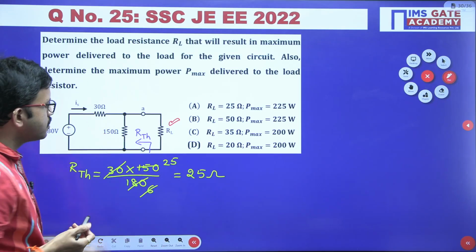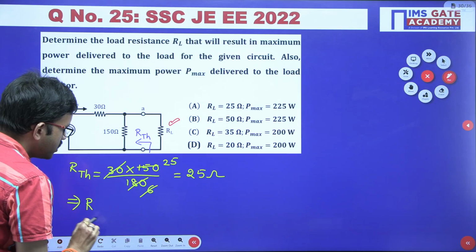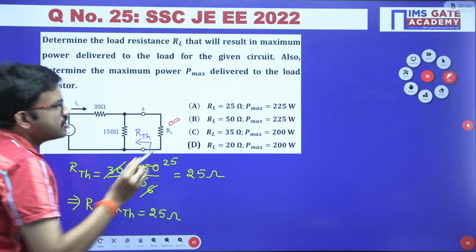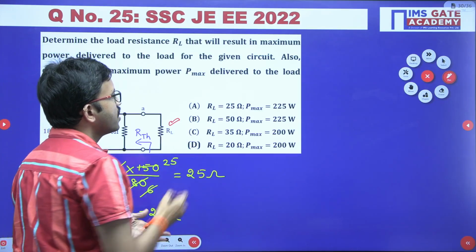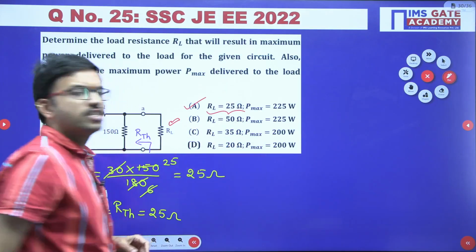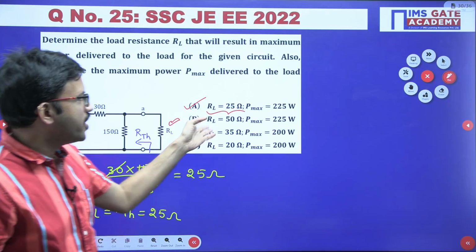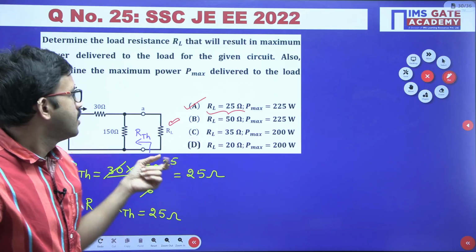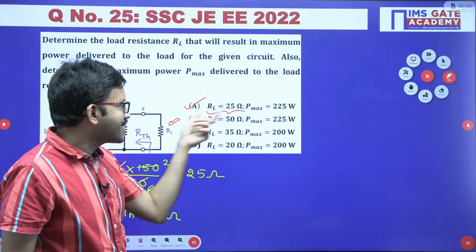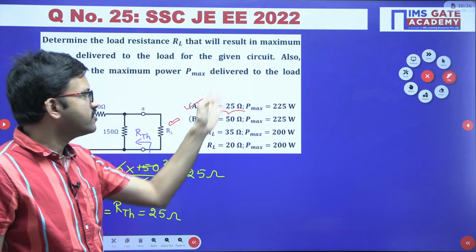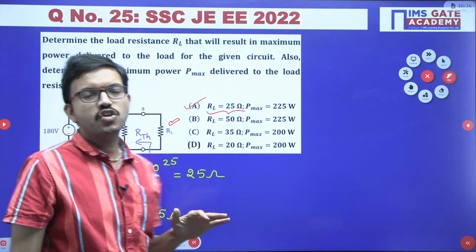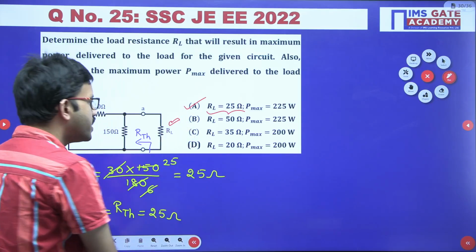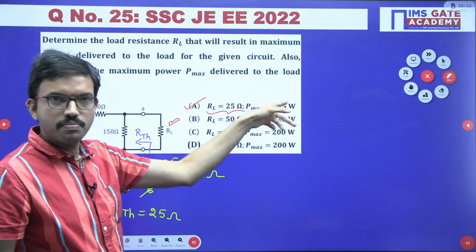In order to get maximum power across the load resistor, the condition is RL equal to RTH, that is 25 ohm. In this question, the moment you got 25 ohm, it is there in only one choice, so straight away you can choose. You are lucky, right? Even though they ask you to calculate both parameters, the moment you got one parameter, it is there in only one choice. But suppose in the given choices, some choices match the first parameter, then you have to calculate the other parameter also.